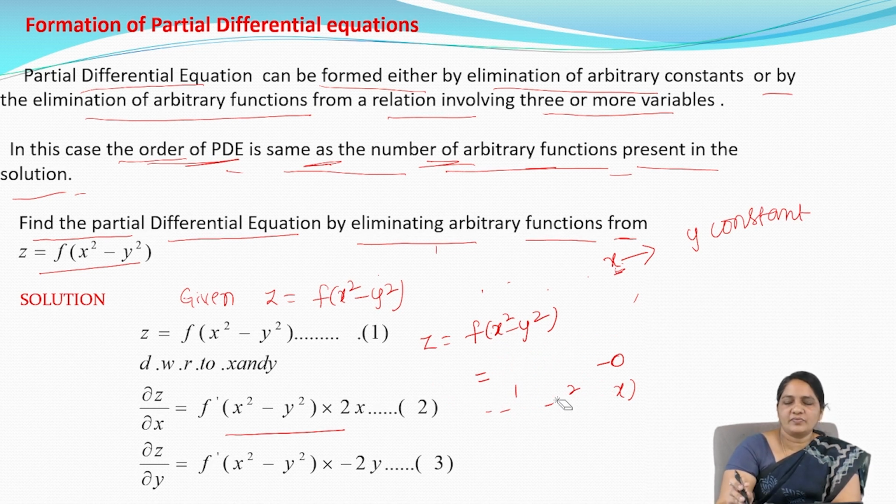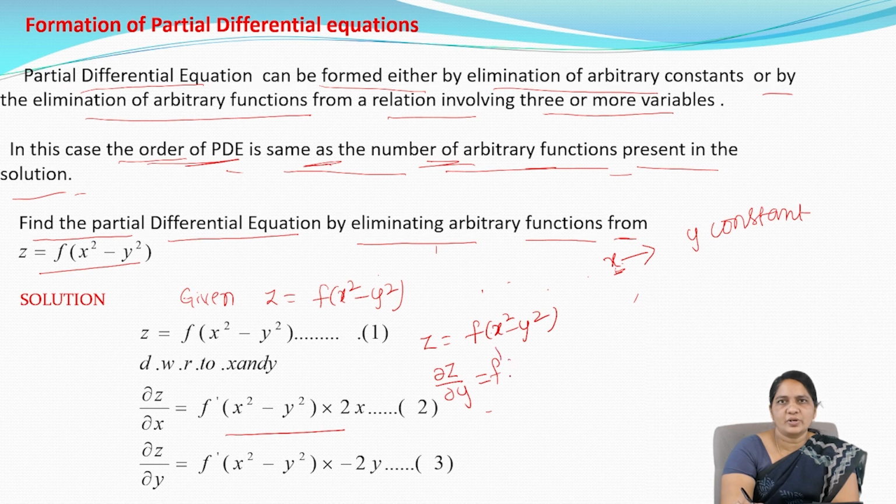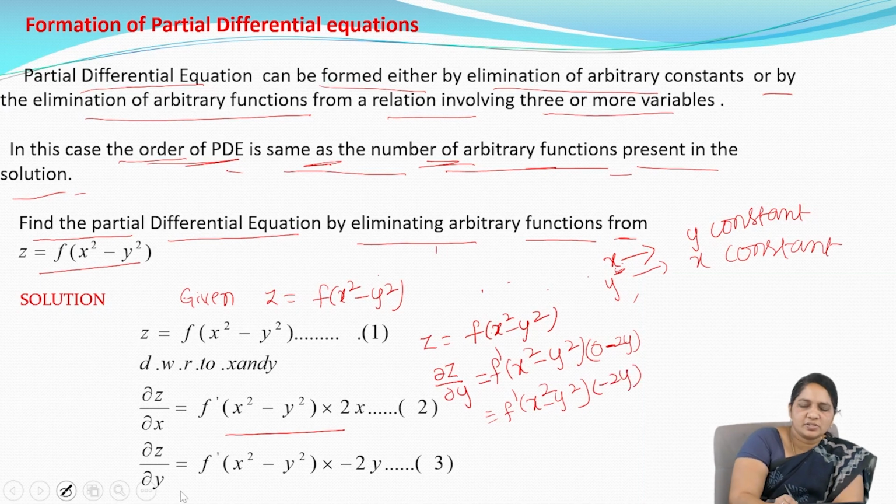Now I am doing partial differentiation with respect to y. Dou z by dou y equal to f dash of x square minus y square, and for the inner part, when differentiating with respect to y, x is constant, so its derivative is 0. The derivative of minus y square is minus 2y. Finally I got dou z by dou y equal to f dash of x square minus y square into minus 2y.